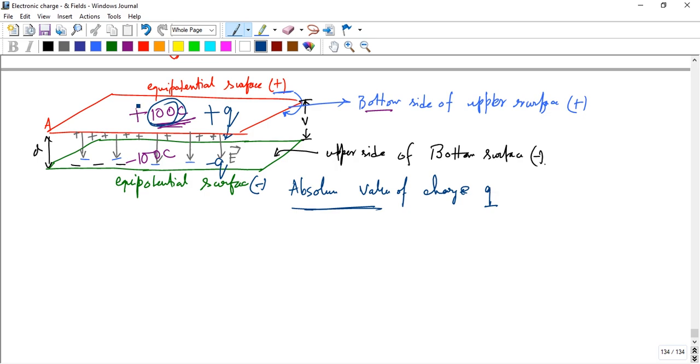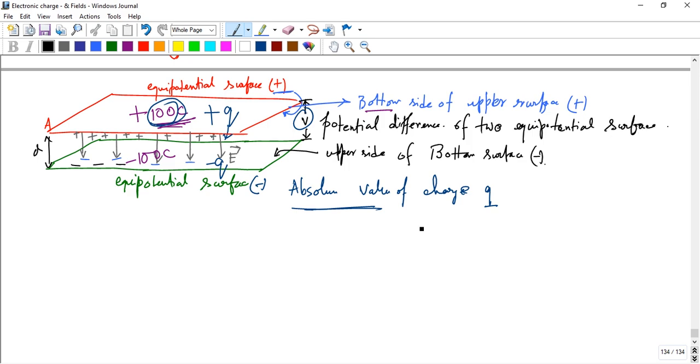And the potential difference between these two equipotential surfaces is V. So the new concept we study here is that Q, the absolute value of charge, is directly proportional to the potential difference between the two plates.